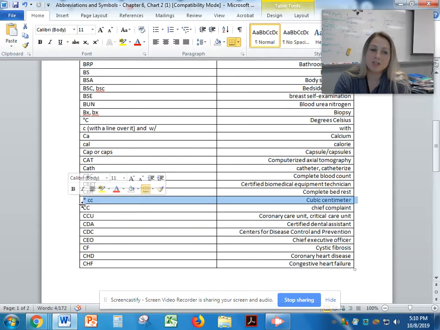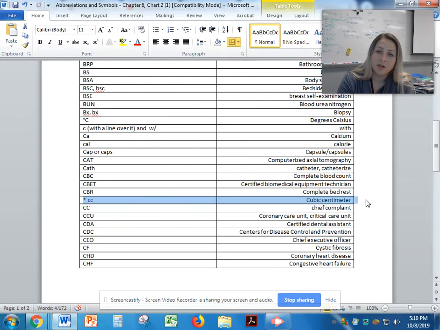Now, this abbreviation is not star CC. It's literally just CC. The star is there just to show you that it's lowercase. Okay, so cubic centimeter. This is a unit of volume. A centimeter we know is length. If something is cubed, it's three-dimensional, which means that we can measure volume with it. A cubic centimeter is the equivalent of a milliliter.